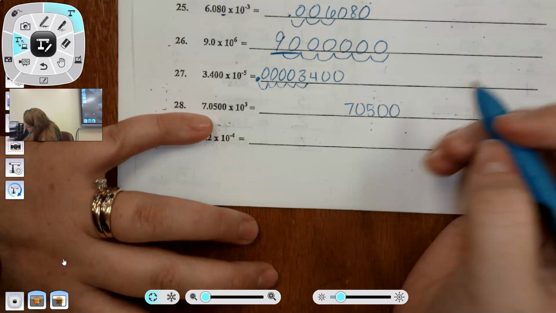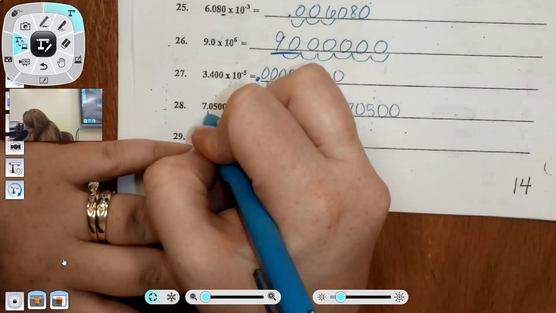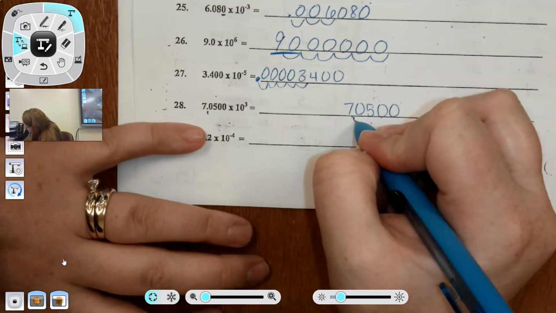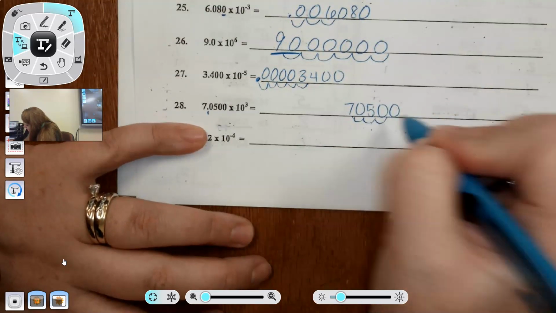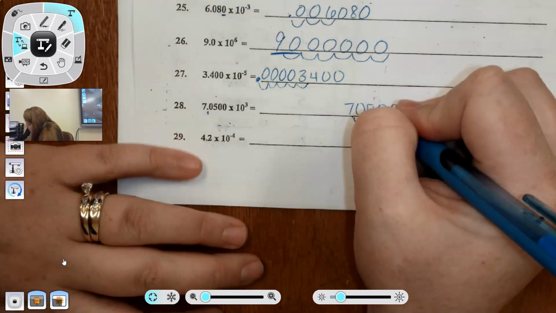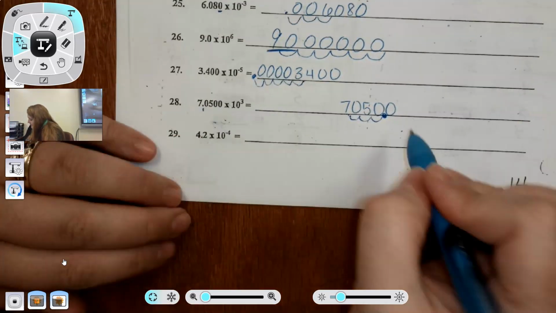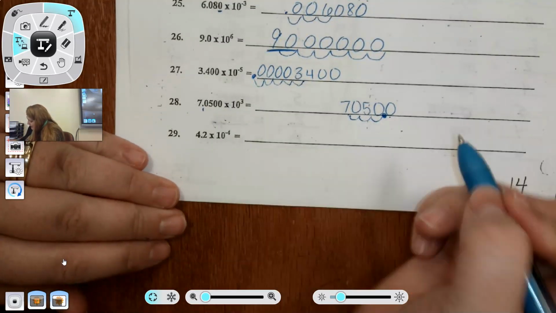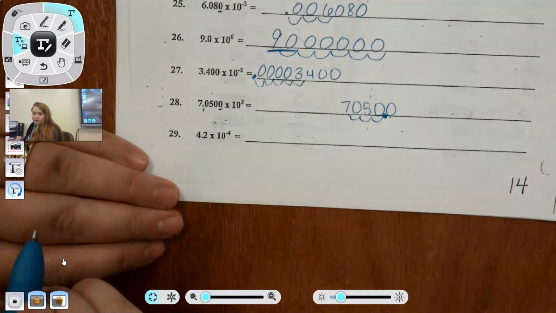7,0,5,0,0 times 10 to the 3 means I start here. That's where my decimal's at. So I'm going to start here. I'm going to go to the right 3 spots. So my decimal goes right there. Now this 0 is important to keep because it was right there.